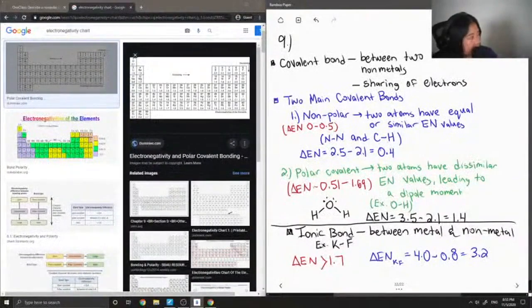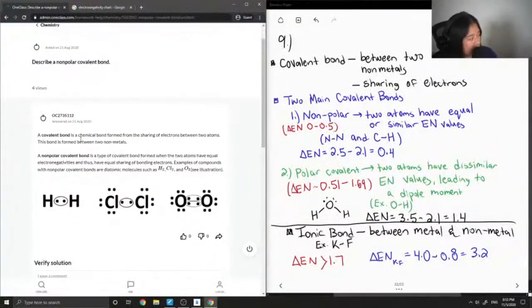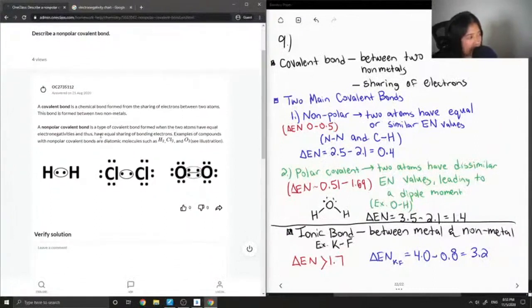Okay, so let's see what our junior tutor said. A covalent bond is a chemical bond formed from the sharing of electrons between two atoms. This bond is formed between two nonmetals. A nonpolar covalent bond is a type of covalent bond formed when the two atoms have equal electronegativities and thus have equal sharing of bonding electrons. Examples of compounds with nonpolar covalent bonds are diatomic molecules such as H2, Cl2, and O2. Yep, so this is correct.